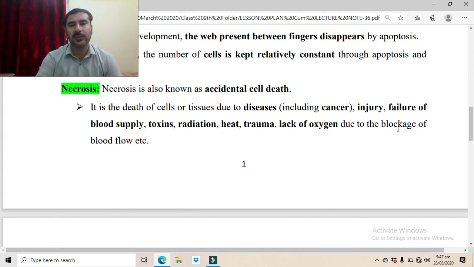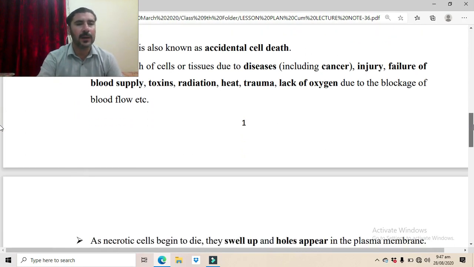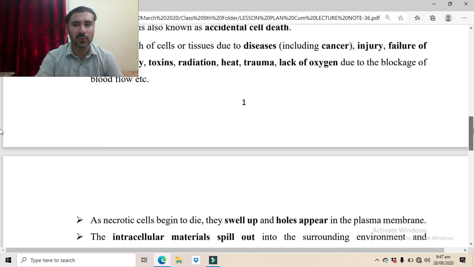Similarly, lack of oxygen due to the blockage of blood flow. Whenever the blood flow to the body tissues is disturbed, those cells start dying. That is due to necrosis, because whenever the blood does not properly flow to the particular tissue, that tissue will not properly carry out the process of respiration. So as a result, the cells of that tissue will start dying, and that is due to necrosis.